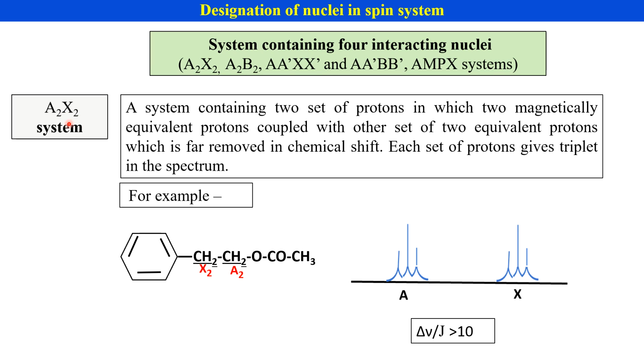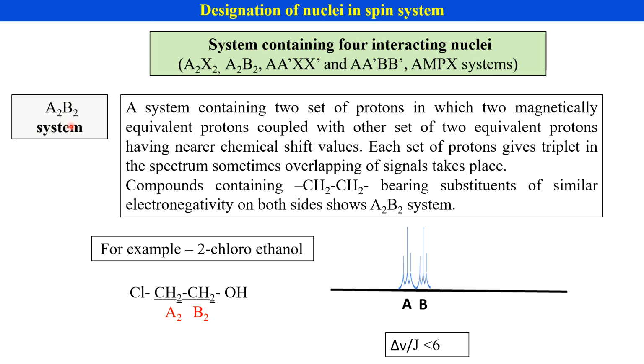And in that case, both types of protons give a triplet in the spectra. For example, this compound, in this case, is an A2X2 system. For A and X, we get a triplet in the spectra. The spectrum is a first order spectrum. Delta nu by J is greater than 10.